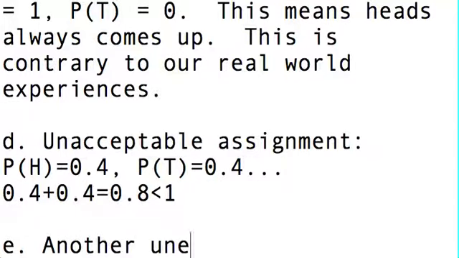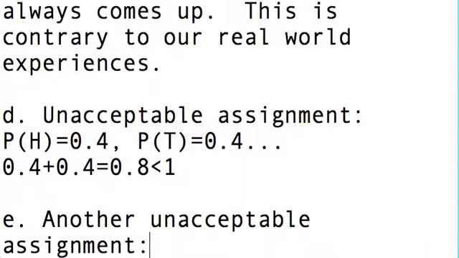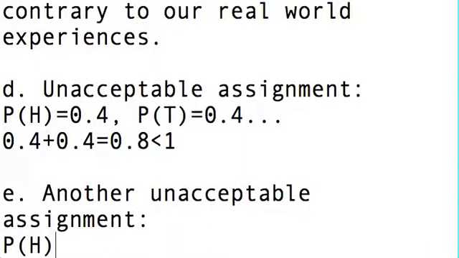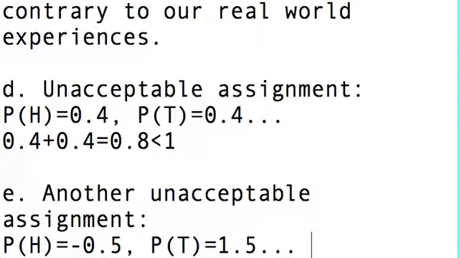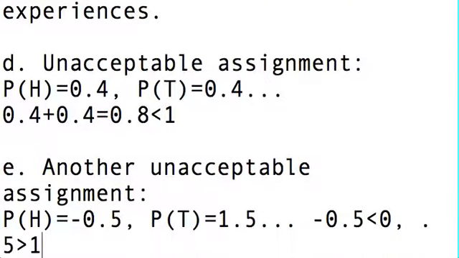Another unacceptable assignment would be something like P of H is equal to negative 0.5 and P of T is equal to 1.5. Even though the sum of these two numbers is 1, negative 0.5 is less than 0 and 1.5 is greater than 1, and that is not allowed. So that is not acceptable. It doesn't make sense for something to happen negative 50% of the time or 150% of the time. I don't even know what that means. Okay.